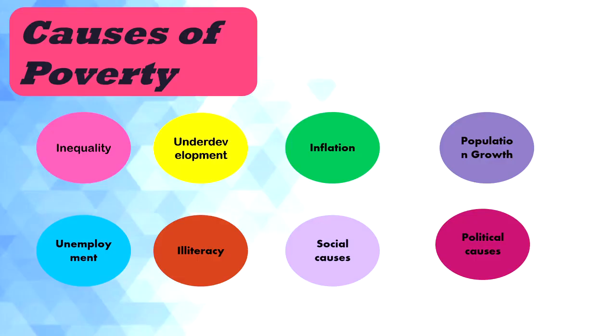In the next slide, we will learn about the causes of poverty. There are multiple causes of poverty. The first cause is inequality, which is one of the main causes of poverty. Next is underdevelopment. Next is inflation. Fourth is population growth. Fifth is unemployment. Sixth is illiteracy. Seventh are the social causes and the political causes. All these become the reasons behind the poverty of a state altogether.